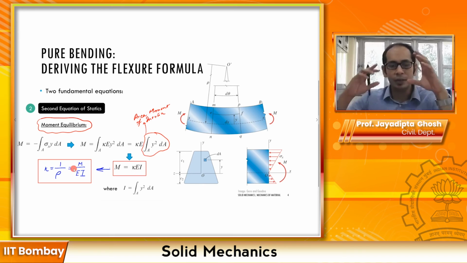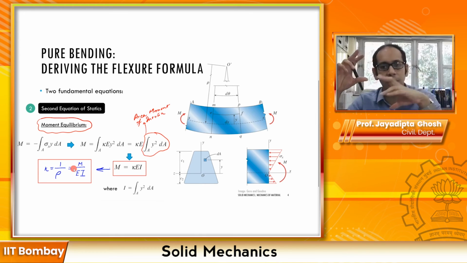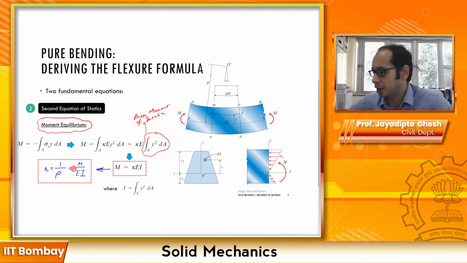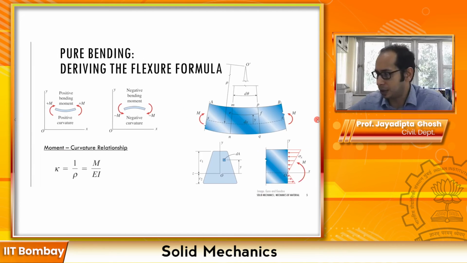Now this relationship is essentially going to lead you to the flexure formula. So let's go ahead and see how the flexure formula is derived. Let's keep this relationship in mind, and let's go ahead and maybe write this equation on the next page.